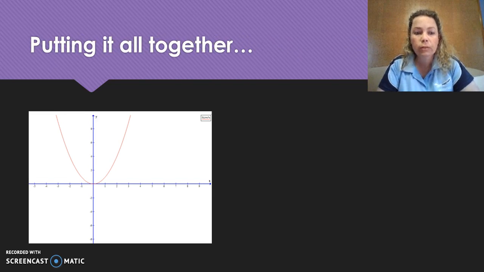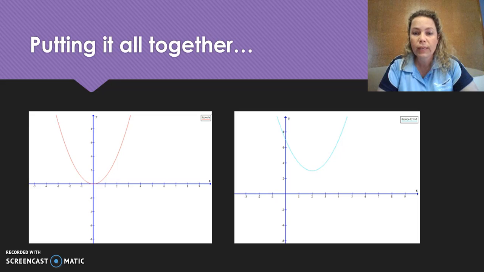Okay, so putting it all together to finish, this is our original equation. If we have an equation that is x minus 2 all squared plus 3, so we have minus 2, so think I've got to go the opposite sign, so I've got to go to plus 2 on the x-axis, and then because my k value is 3, I need to move my graph up 3.